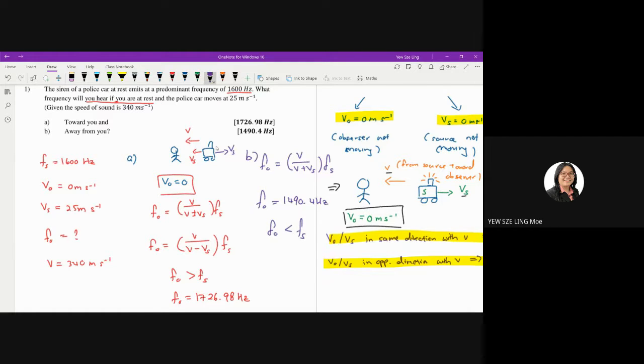Is it correct? Yes, because your Fs is 1600. When it moves away, the value is less than 1600; if it moves towards you, the value is greater than 1600. So we know our final answer makes sense, and that is how we check. In the exam, if you get the opposite answer, then something is wrong in your calculation. If the object is moving towards you but the frequency decreased, something must be wrong.